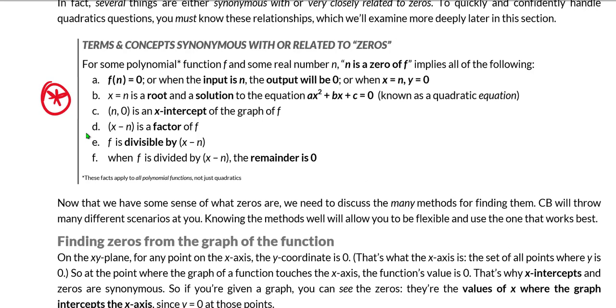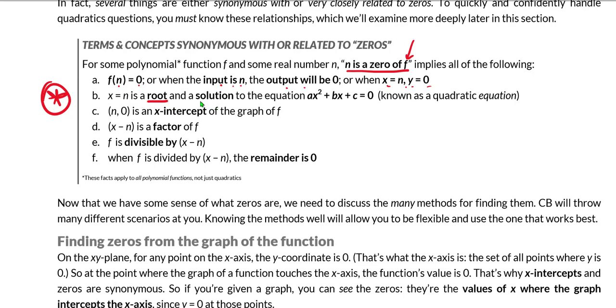We need to understand that when we say n is a zero of some function f, so n is just some x value, and if we say that x value n is a zero of f, all of these items are also true. f of n equals 0. In other words, when n goes into the function, a 0 comes out. When the input is n, the output will be 0. When x equals n, y equals 0. Those are just different ways of saying the same thing.